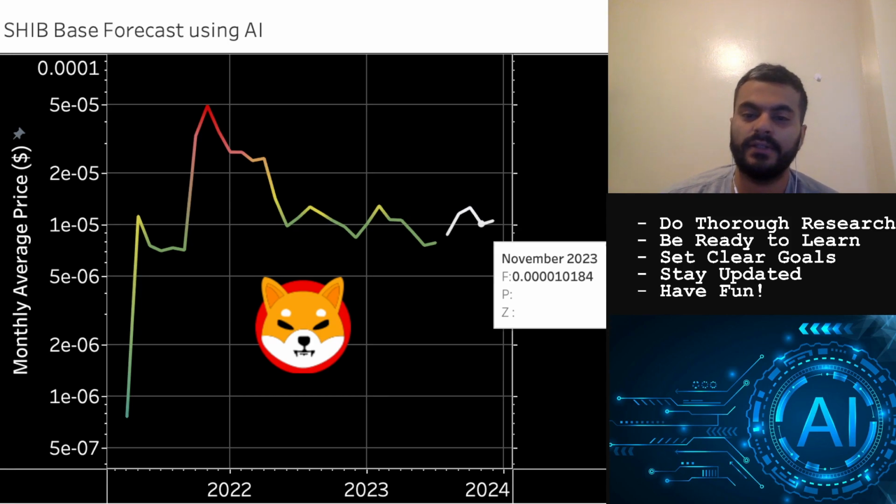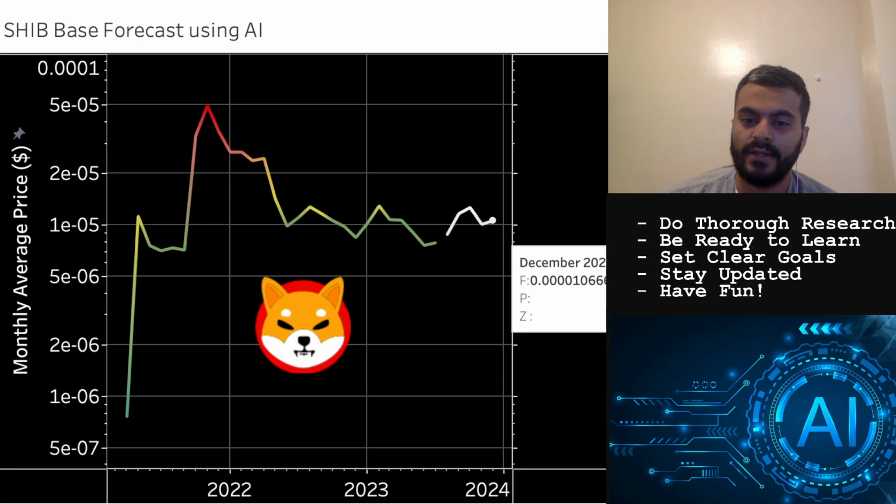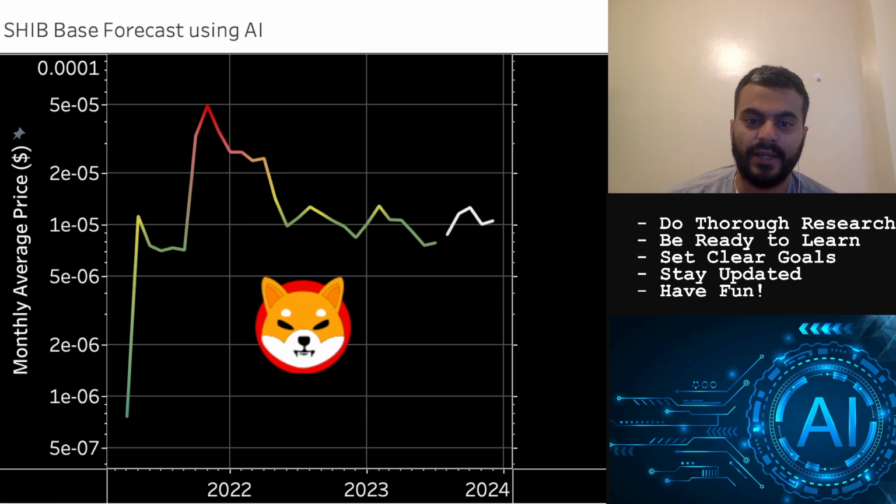For November, this is when the model has forecasted the price action will touch the demarcation line between the 4 zeros and the 5 zeros, around the 101 level. In December, it again sticks slightly away from that demarcation line, but fairly close to it, after 4 zeros and then 106. So this is the AI based forecast in the base case scenario for SHIB.